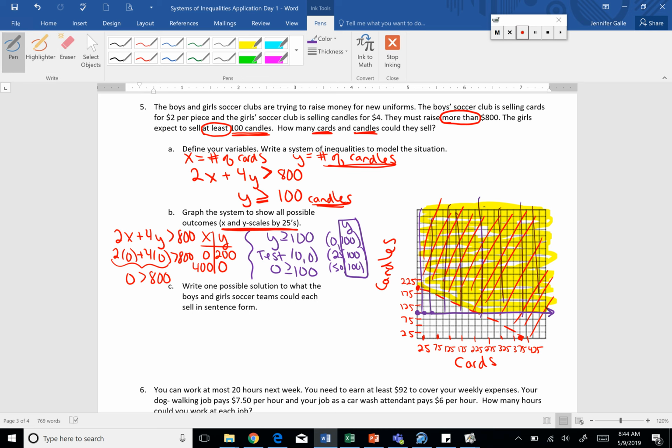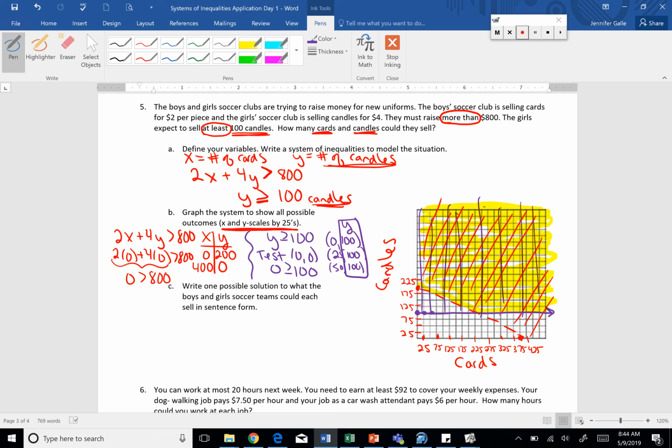All right, letter C. We need a solution to this. We wrote some inequalities, we graphed, we have our solution region. Now we need to actually answer the question. Any ordered pair in what is now shaded yellow on my graph will meet the needs of these soccer clubs to raise enough money for their uniforms. Any ordered pair in there.